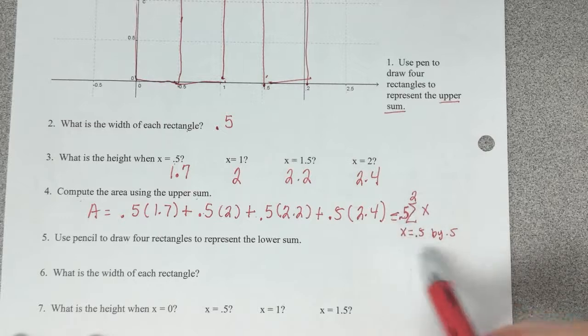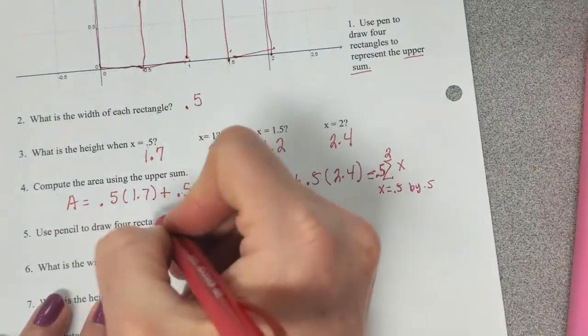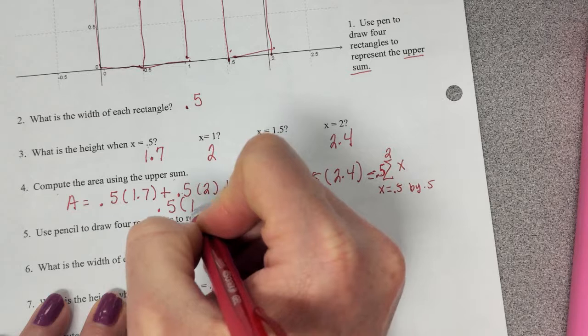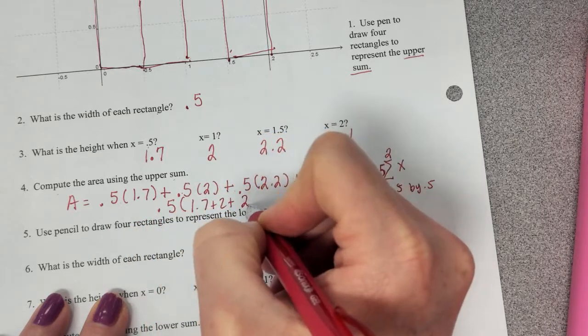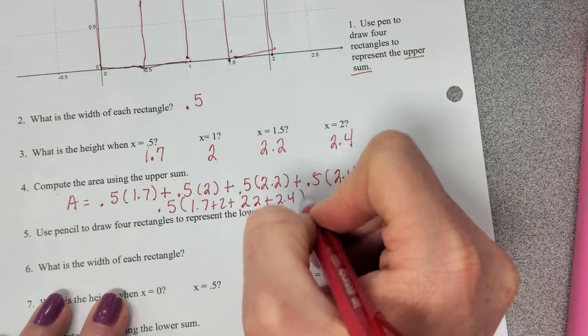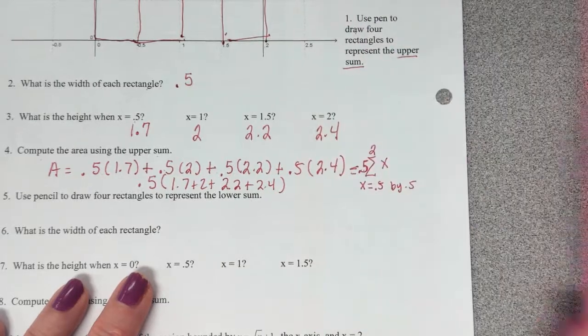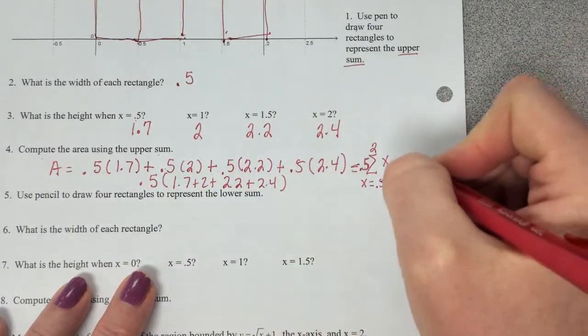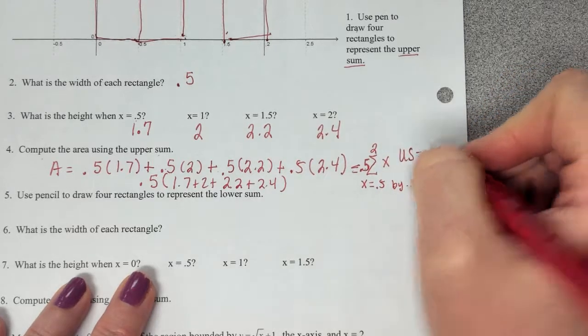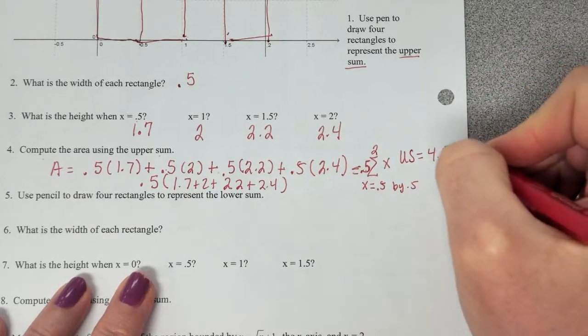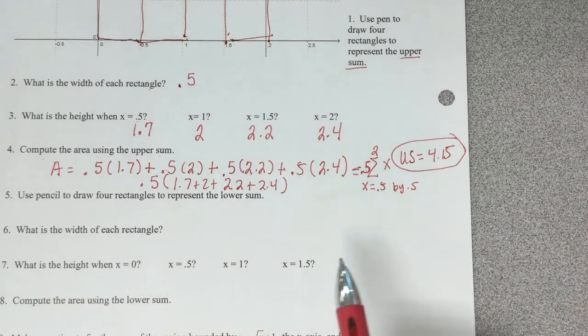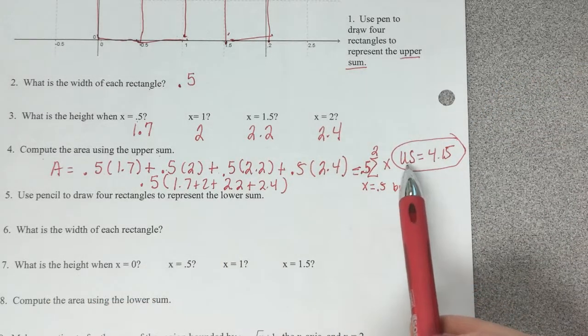Now that's kind of difficult to put into the calculator. So here's the way I'm going to put it in. It's 0.5 times 1.7 plus 2 plus 2.2 plus 2.4. That's a faster way to type it in. So 0.5 times 1.7 plus 2 plus 2.2 plus 2.4. And 4.15. So my upper sum is equal to 4.15. And that's an overestimate of the area.